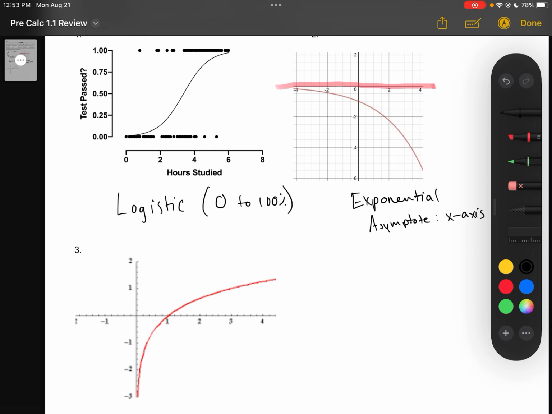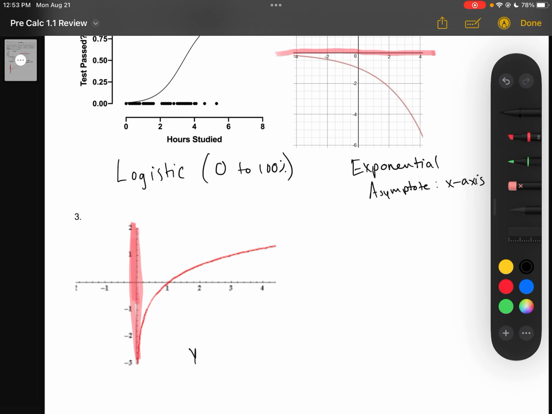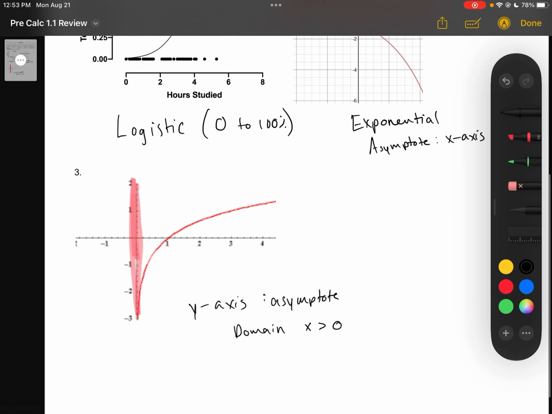And finally here, we get to take a look at another function. And one thing that we can see here is we have a y-axis asymptote, so no longer x-axis. And we also see that it's positive, so it's not moving over on the negative side. So we see y-axis is the asymptote. And we also see that the domain for this function is x is greater than 0, so it never actually touches that y-axis. So the function that meets both of these properties is going to be our logarithmic function.